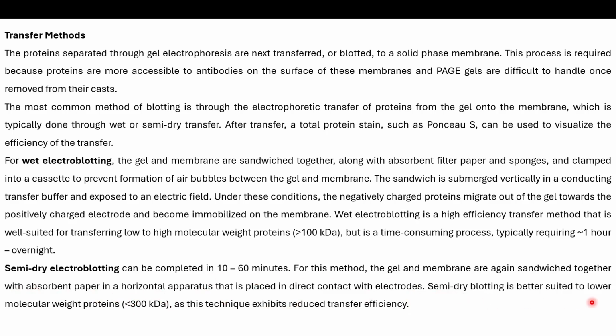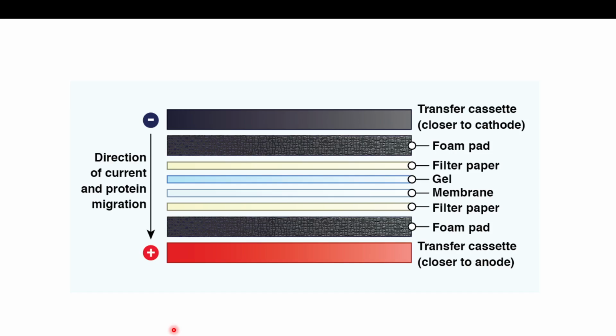Semi-dry blotting is better suited for lower molecular weight proteins, whereas wet electroblotting can be used for a range of molecular weights, for transferring low to high molecular weight proteins, more than 100 kDa. But it is time consuming, typically requiring nearly an hour to overnight. It can be 2 hours, it can be an overnight transfer, based on the sample of your interest.